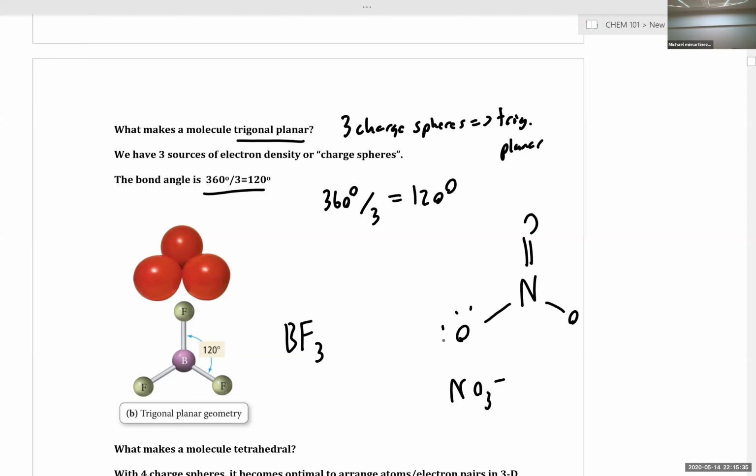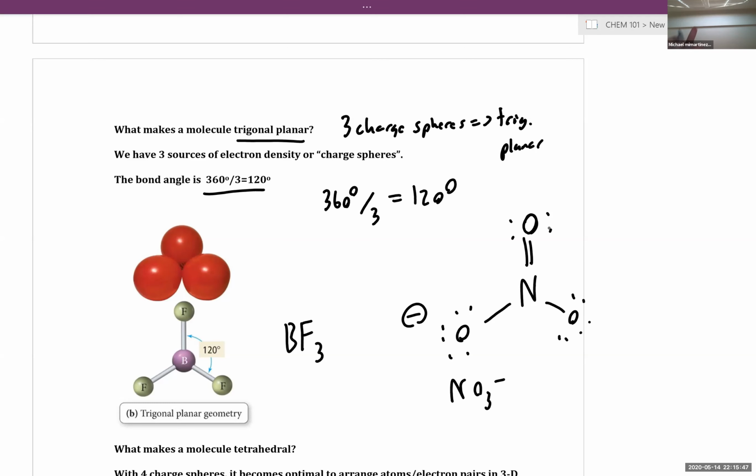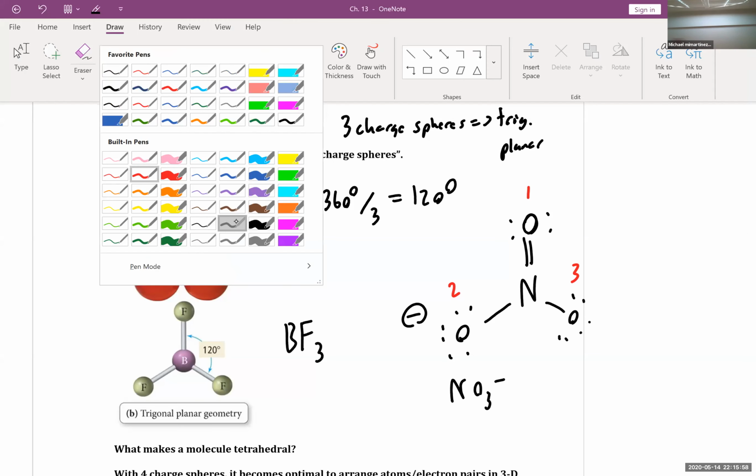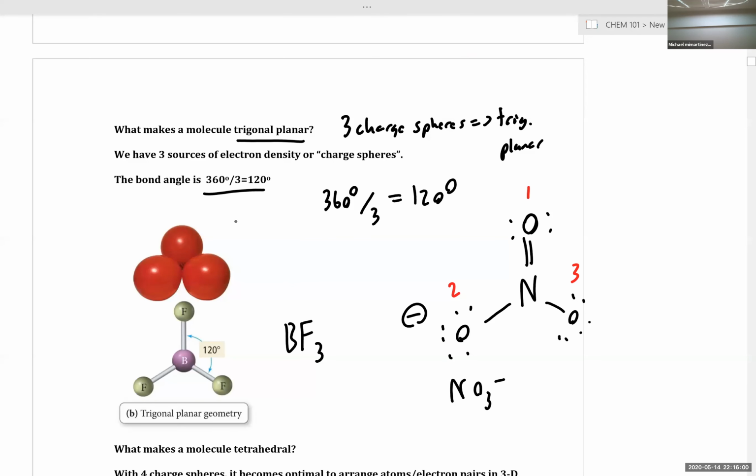So if we count our charge spheres for nitrate, what do we notice immediately? How many charge spheres do we have around nitrate? How many total bonded atoms do we count? Three. One, two, three. Perfect. So it adopts a trigonal planar geometry. These are flat as a board.